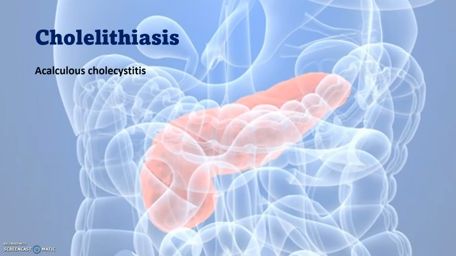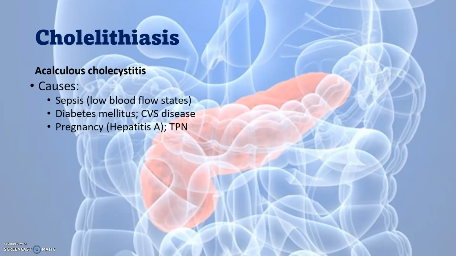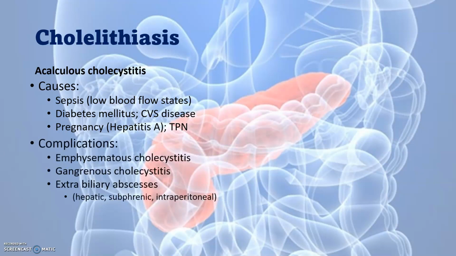Okay, well, on the left we saw acalculous cholecystitis, which is infection of the gallbladder without stones, and this may be seen in patients with sepsis, diabetes, and pregnancy, as well as some other conditions. These patients may go on to develop emphysematous cholecystitis or gangrenous cholecystitis or extrabiliary abscesses.